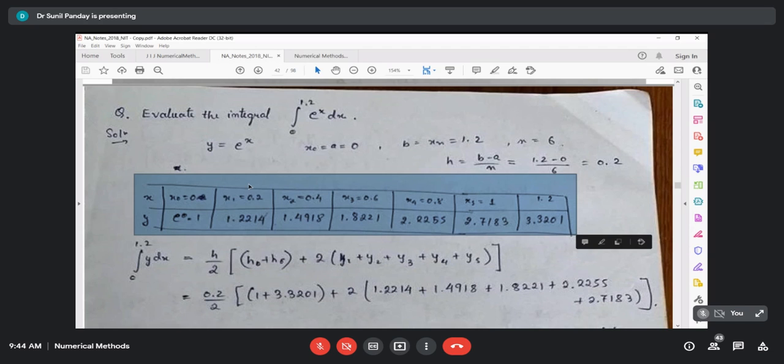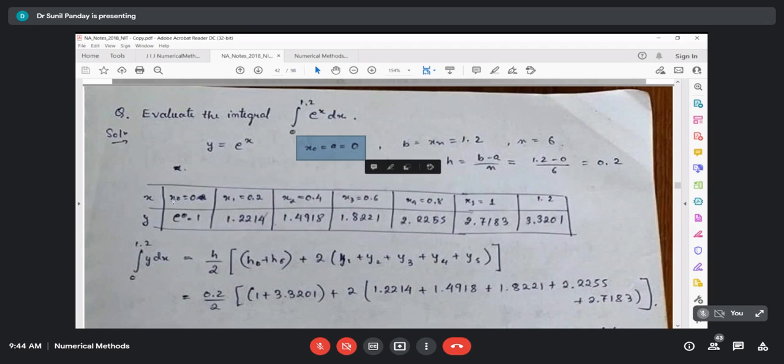If this is your x naught, then x naught is 0. What is the value of y naught? You substitute x equals 0 in e raised to power x, you get e raised to power 0, which is 1. Now what is x1? The formula for x1 is x naught plus h. x naught is 0 and h is 0.2, so x1 is 0.2. Now you use your calculator to calculate e raised to power 0.2, and this is the value.